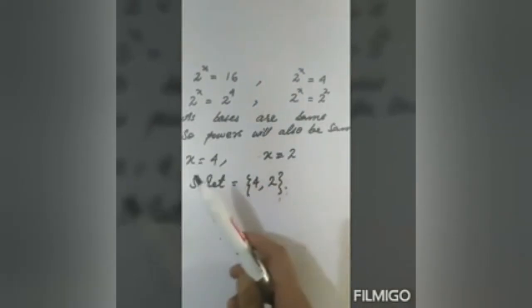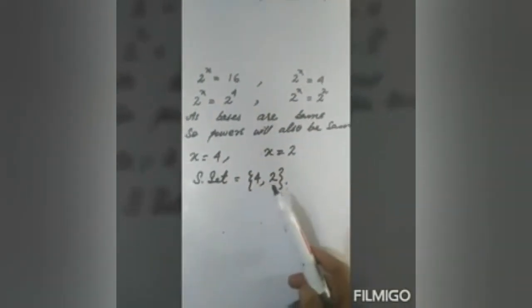Now check what we supposed at the start. We supposed 2 power x equals y. So 2 power x equals 16, and 2 power x equals 4. Now we can change it. 2 power x equals, we can convert 16 into 2 power 4, and 2 power x equals 2 power 2. As the bases are the same, the powers will also be the same. So our solution set will be 4 and 2.